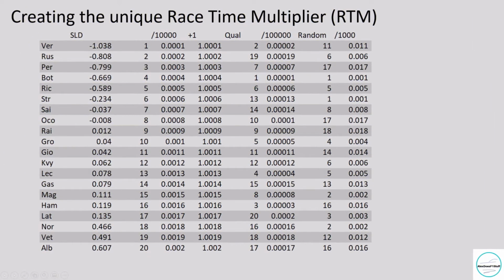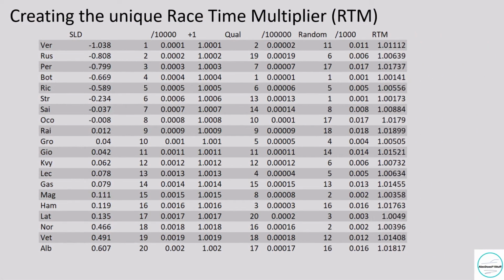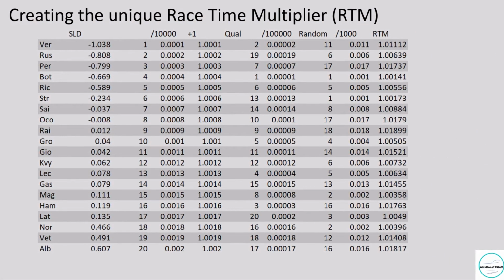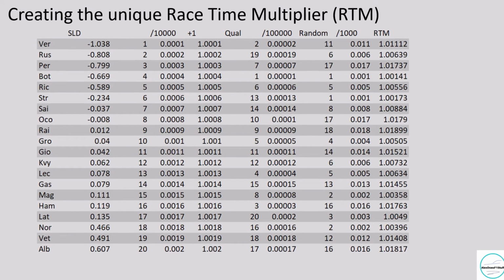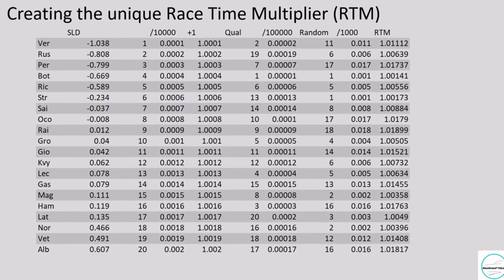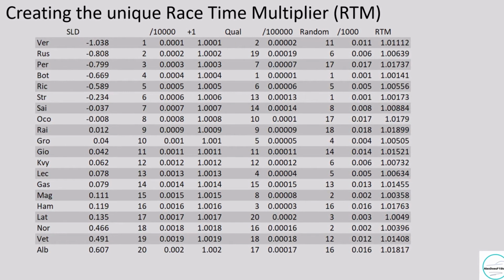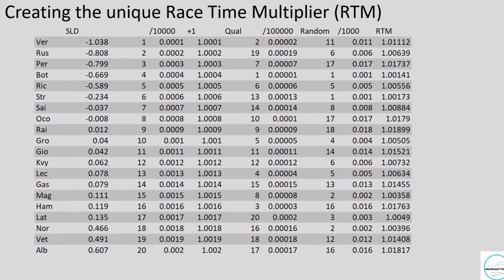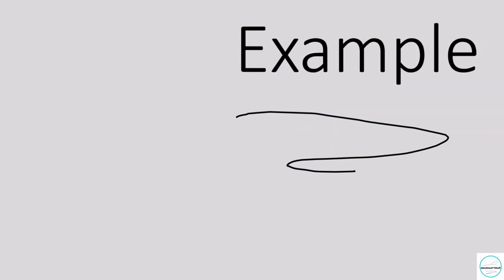So then all of these values were added together to give the drivers unique RTM values. Obviously these would be unique for every single race weekend, unlike the SLD values which will stay throughout the season. So I'll just run through a quick example now.